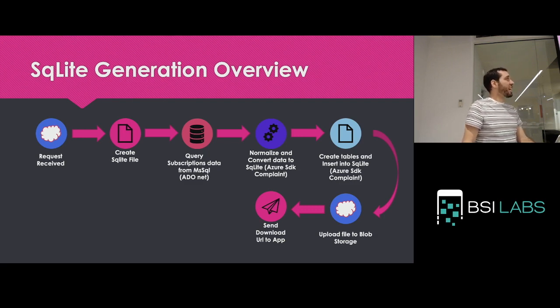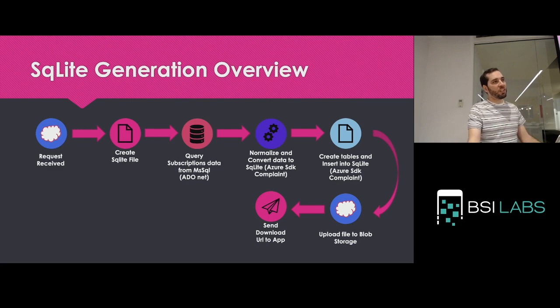Then the next step is to normalize and convert that data into SQLite data. I mean, types differ, right? So a varchar in MS SQL is a text.